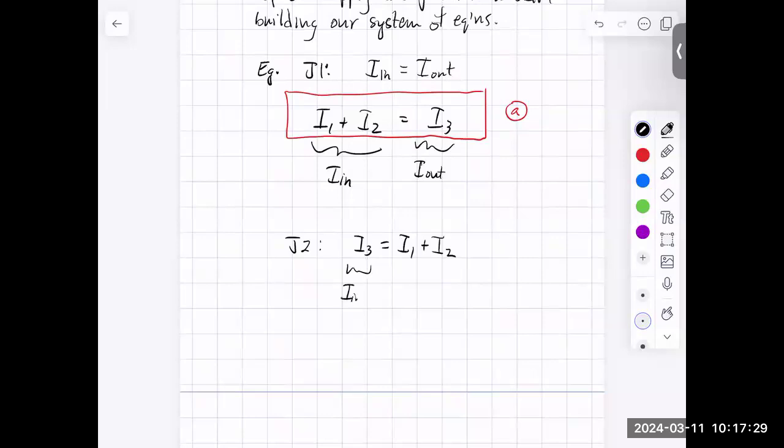So this is I in. This is I out. And if you look at that, that's the exact same condition on the currents that we got from looking at the junction J1. And so this is the same result from J1. And so there's no new information.